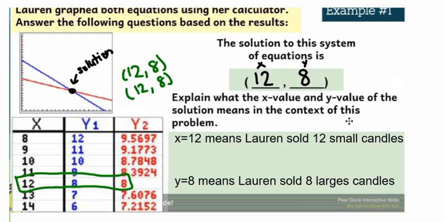So we can use systems of equations to help us find some very valuable information, but it's always a good idea to make sure you use your calculator to help you verify your solutions, and that you understand what the solution means in the context of each problem.